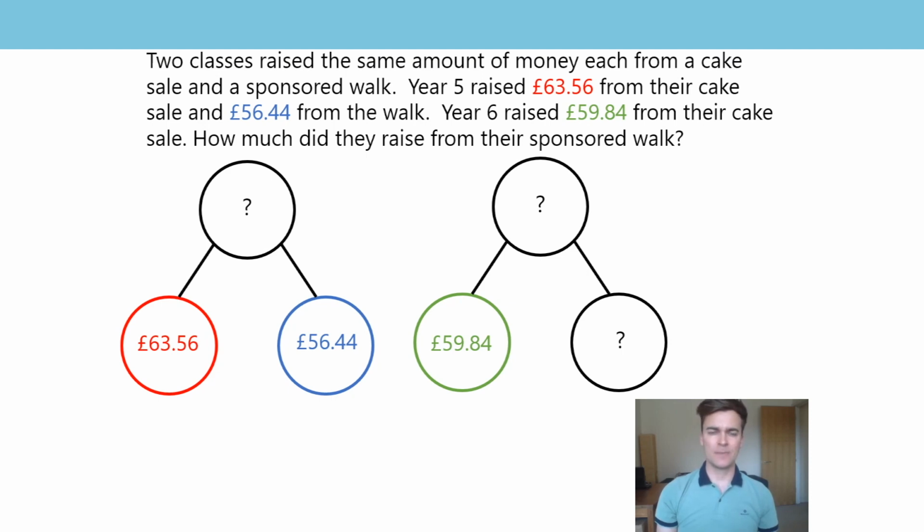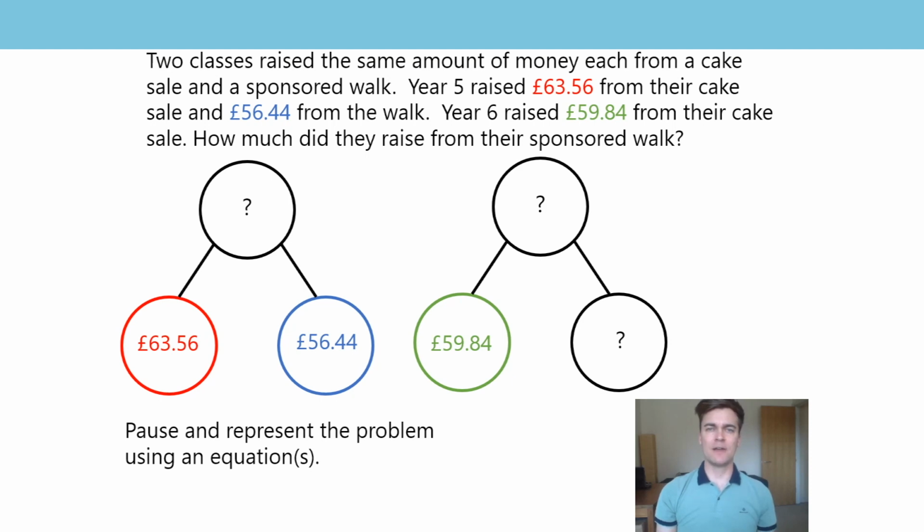Their cake sale. What does the part that's black, what's that going to represent? The sponsored walk. What's going to be the same across the two part whole diagrams, across the two classes? The wholes will be the same, and they're made up of two different parts. Press pause again. This time, have a go at turning this information and representing it using equations. Press pause, press play again when you're ready.